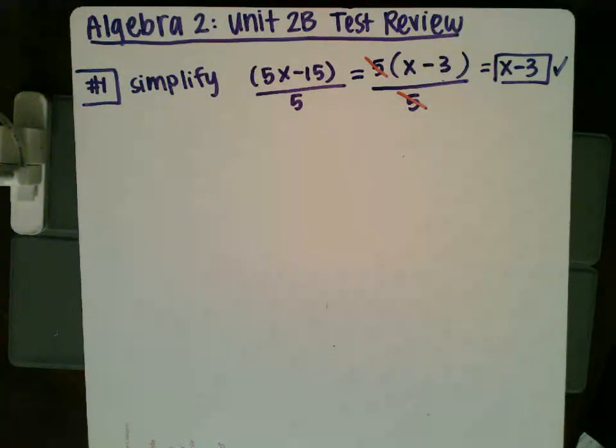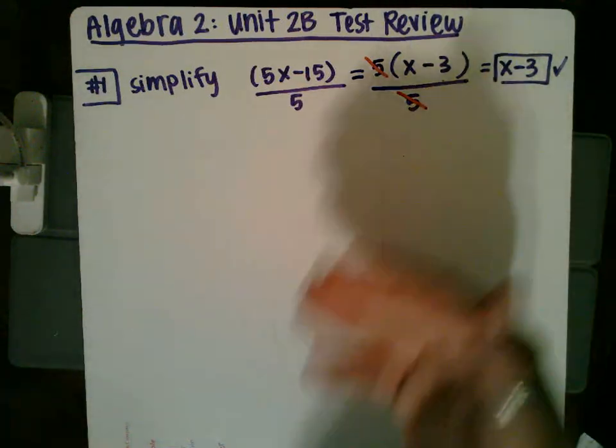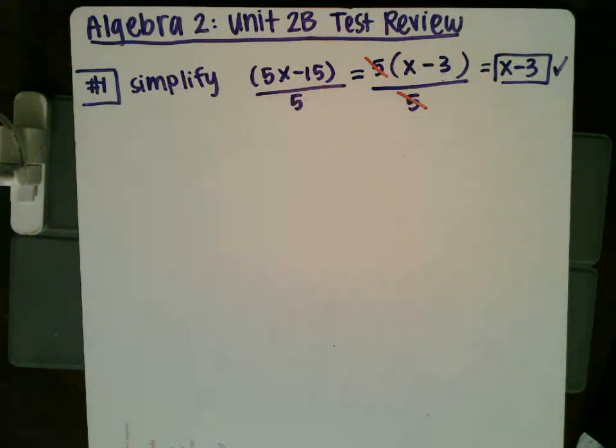Sometimes you will have an expression like this. Sometimes you might still end up with a rational expression, just a little bit more simple. Sometimes you can simplify all the way down to a single value, a single number like 5. But in this instance, the furthest we can simplify is down to x minus 3.